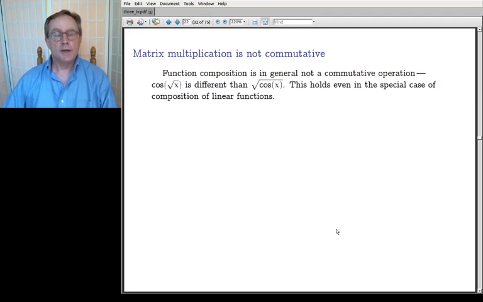Very important observation that we already made with the check-in. I observed it, but I passed over it very briefly. But I want to make that point more strongly here. Matrix multiplication is not commutative. Function composition in general is not commutative. Cosine of square root of x is different than the square root of the cosine of x. And it turns out that function composition not being commutative holds even in the special case of linear functions.